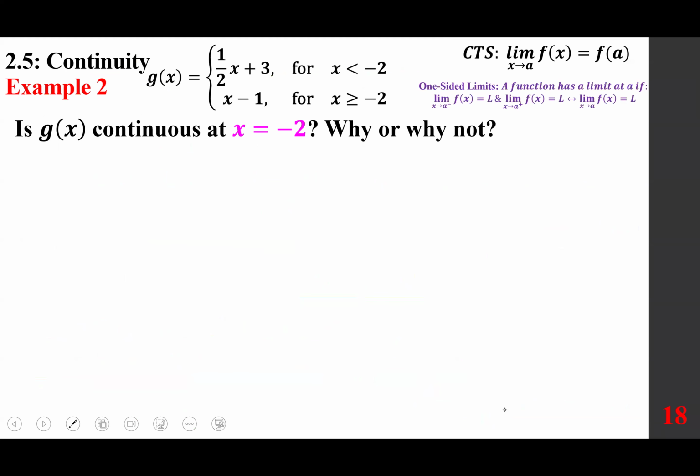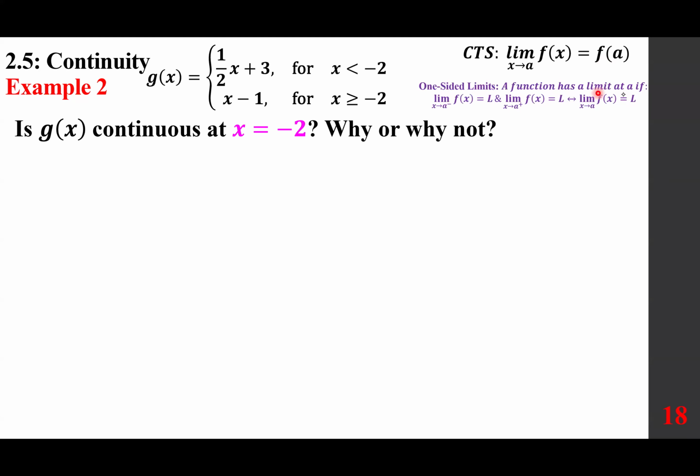Continuity. G of x is a piecewise defined function equal to 1/2 x plus 3 for x less than -2 and equal to x minus 1 for x larger than or equal to -2. Is G of x continuous at x equals -2, why or why not? Reminding you, continuity means the limit of f of x as x approaches a equals f of a. That means the limit and the functional value are identical.